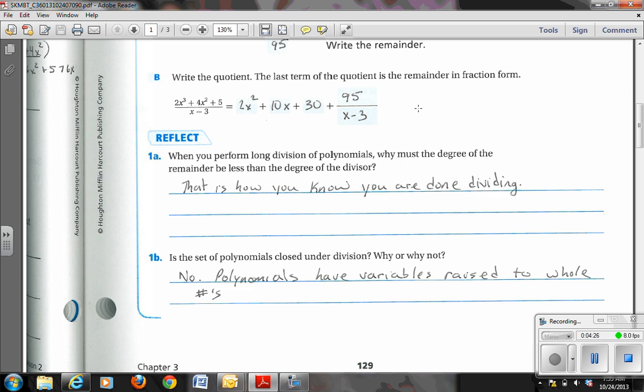Remember, a polynomial means that each term, the degree has to be a nice whole number. I can't have negative powers of my variable. That's not considered a polynomial. Okay.